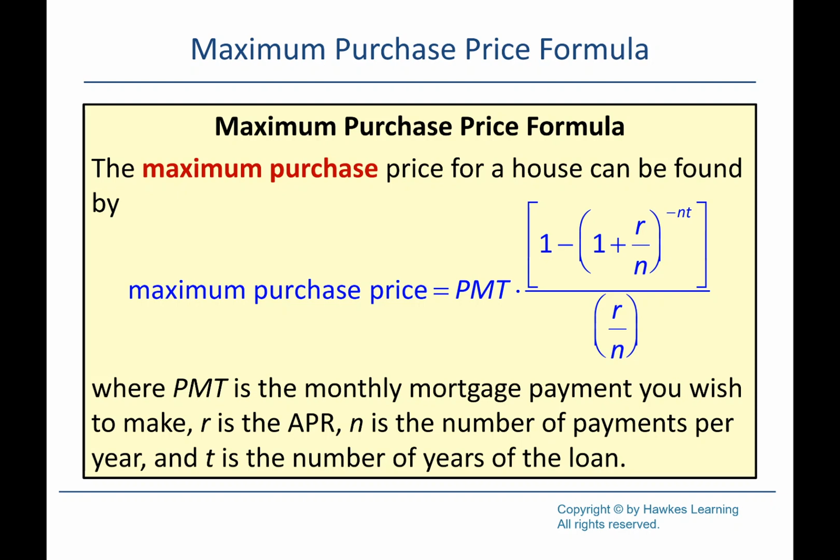So here we've just rearranged that formula a little bit, and what we're doing is we're figuring out if I can afford to make a payment of some amount of dollars. And so if I can afford a $600 a month payment, how much house can I afford? What's my maximum purchase price? Okay, so all the variables are the same. We've just got things flipped around. Instead of P, we're calling it our maximum purchase price.